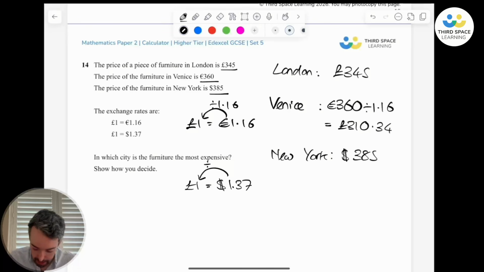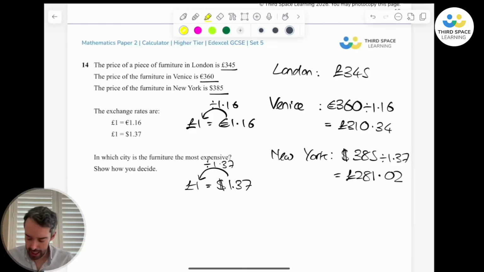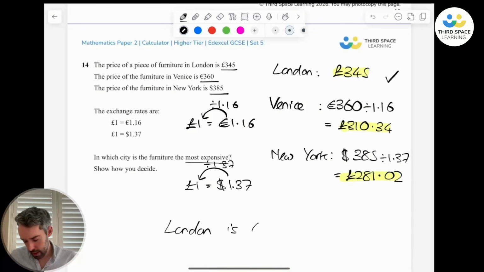Well, I divide it by itself. So I'm going to divide that by 1.37. And when I pop that straight into my calculator, I get £281 and 2 pence. And now look at that. I can directly compare all three. Which one's the most expensive? Well, it's London, isn't it? So we'd say London is the most expensive.